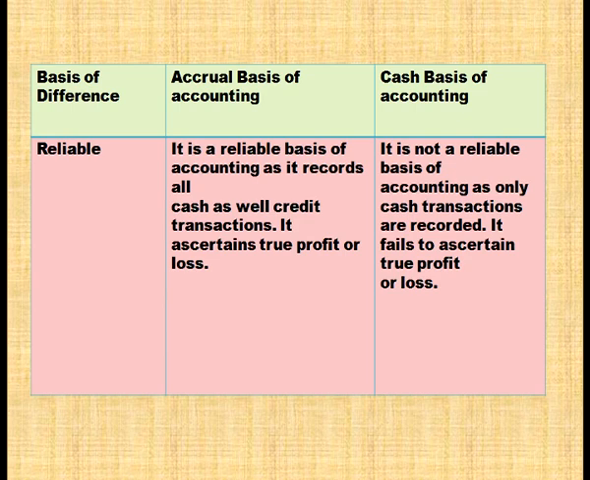When reliability is considered as a basis, accrual basis of accounting is reliable as it records all cash and credit transactions. It helps to ascertain true profit or true position of the loss. Cash basis of accounting is not a reliable basis of accounting because only cash transactions are recorded, and it fails to ascertain true profit or loss.